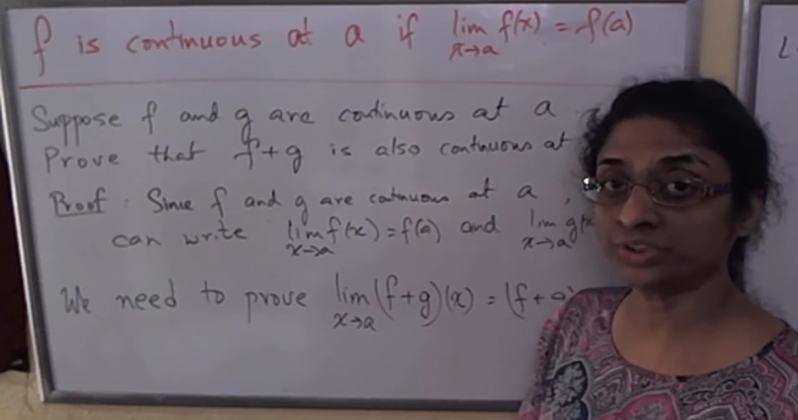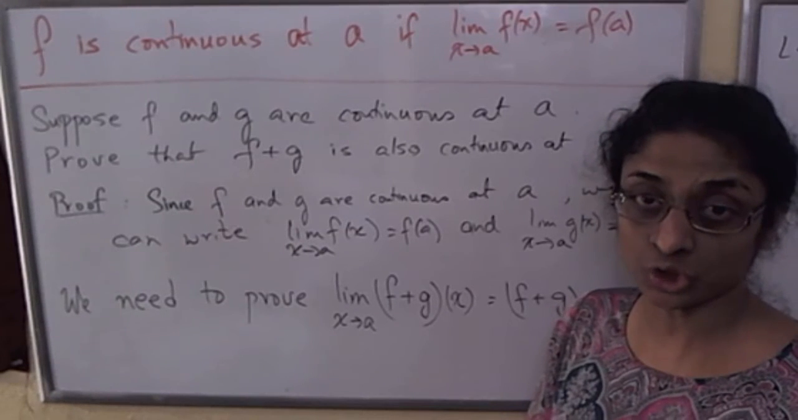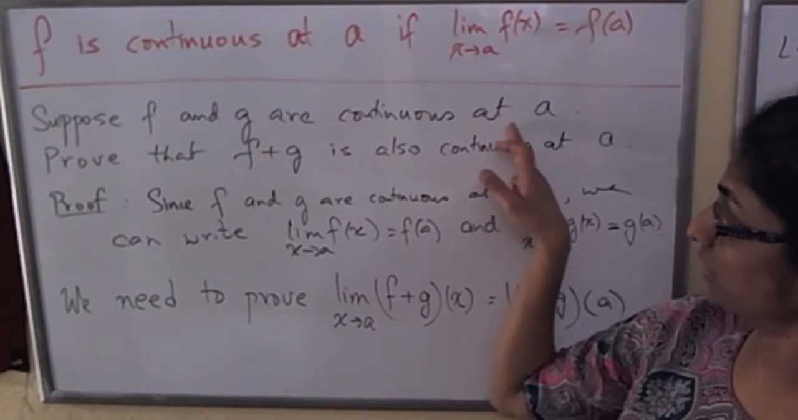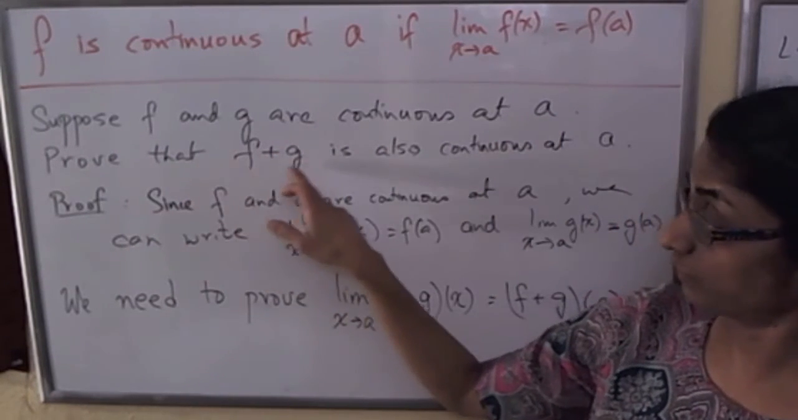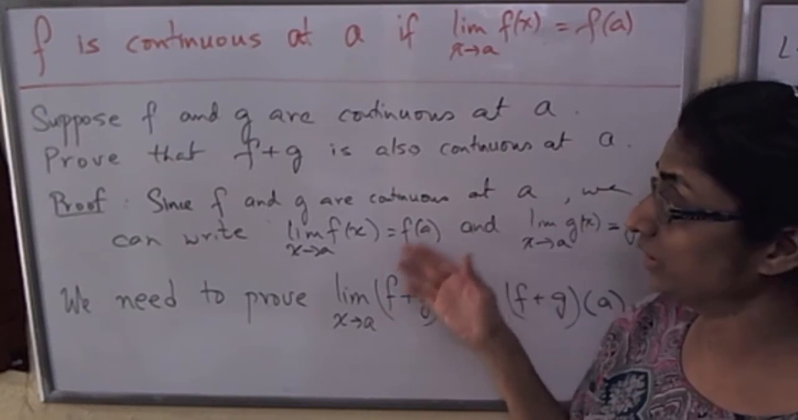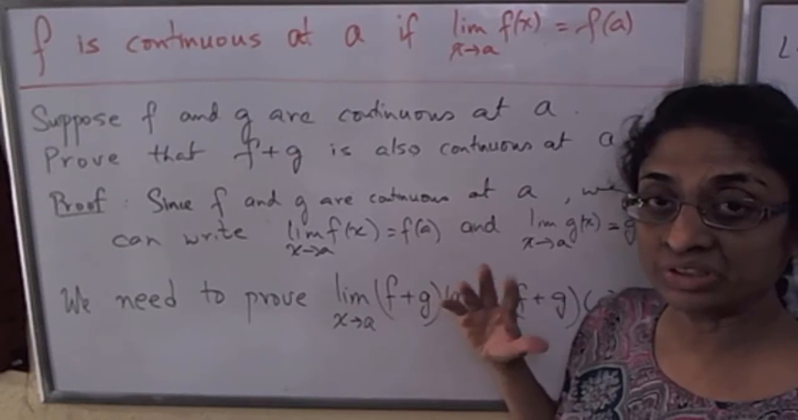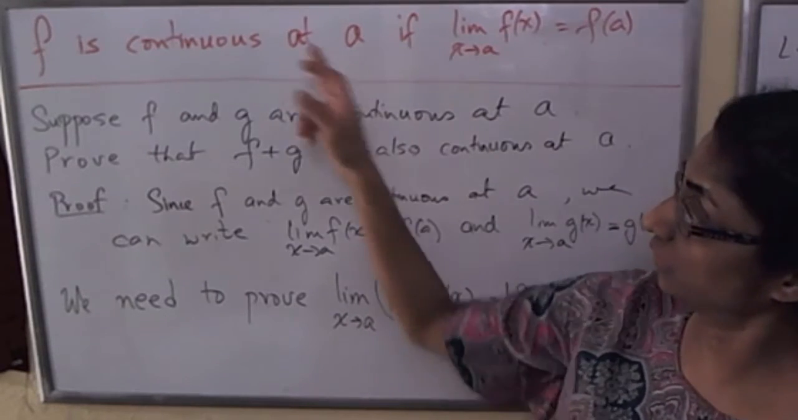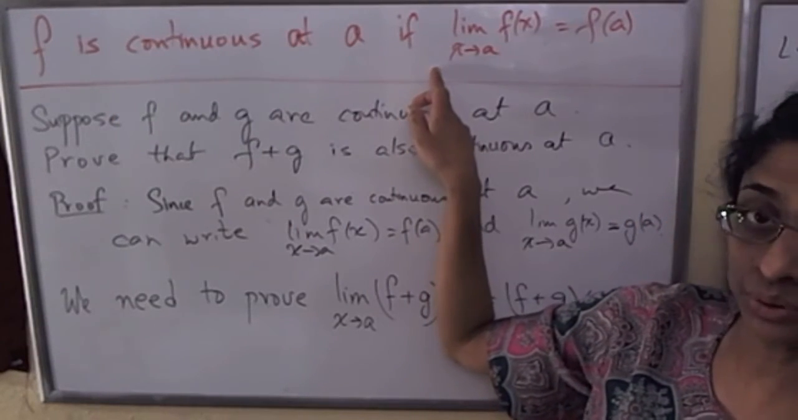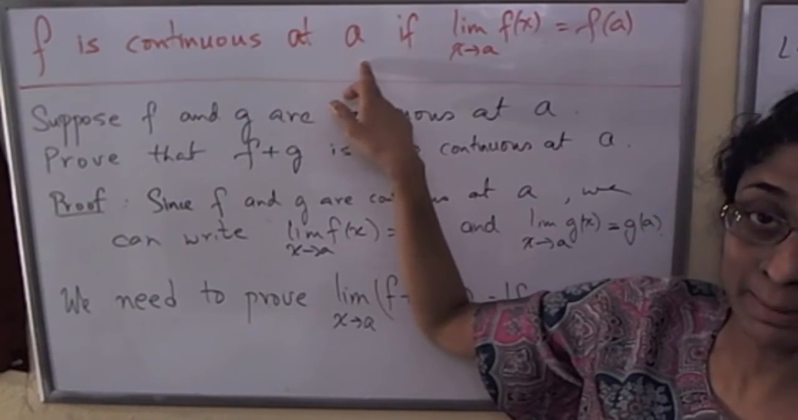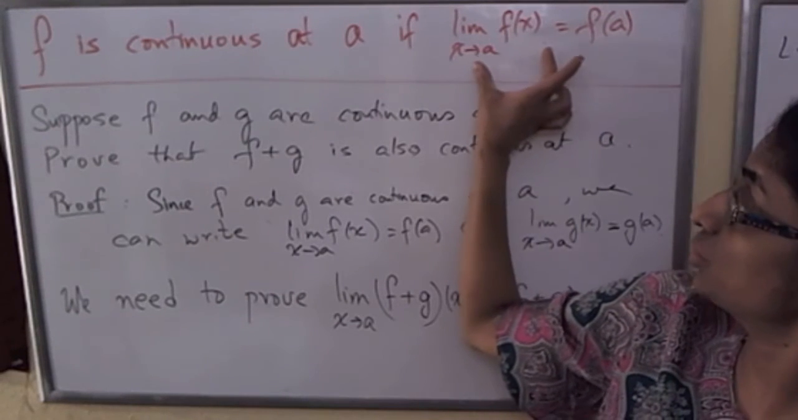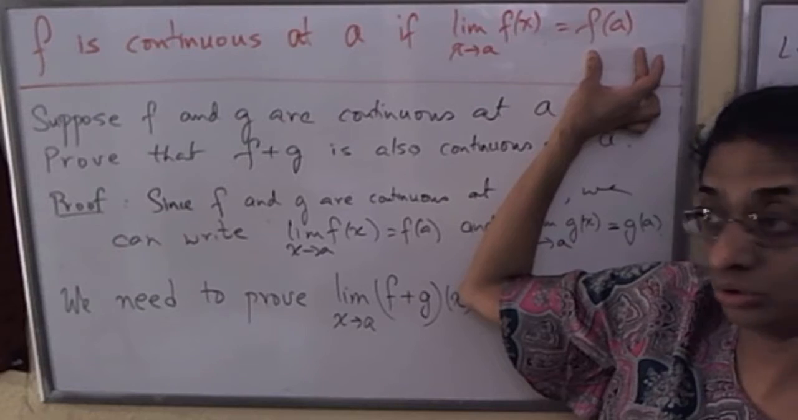So let's now prove that the sum of two continuous functions is also continuous. The statement is: suppose f and g are continuous at a, prove that f plus g is also continuous at a. Remember, when proving such theorems, we really need to have the definition of continuity in our heads. So here's the definition to refer to. f is continuous at a really means that this equality holds true, which is that the two-sided limit is exactly equal to the functional value.